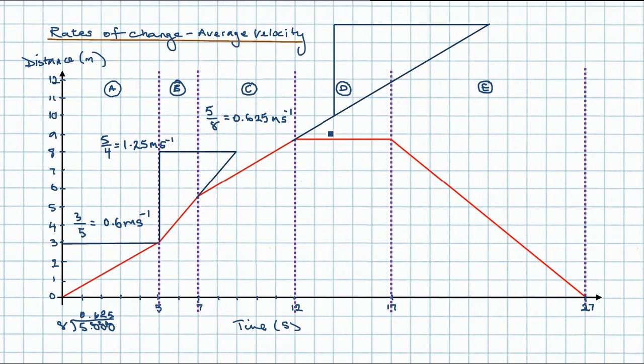Now this one is very simple. So stage D, stage D refers to this line here. Stage D, there's no rise at all, so we've got 0 rise. There's a run of 5, so 0 over 5 is 0 meters per second. Nice and easy. Finally, E, where we bring our robot home.